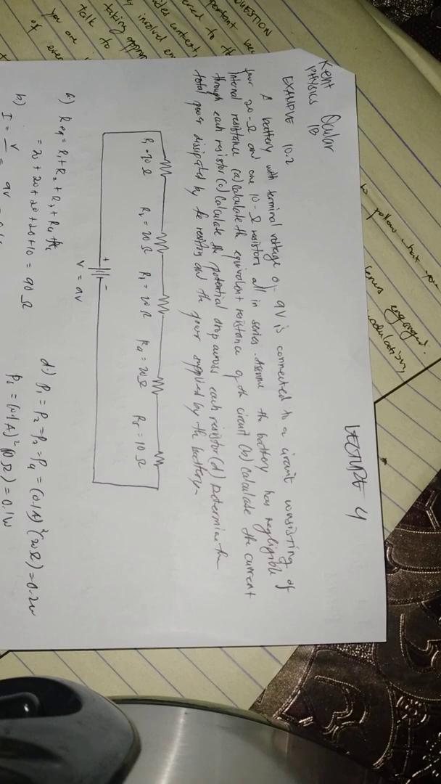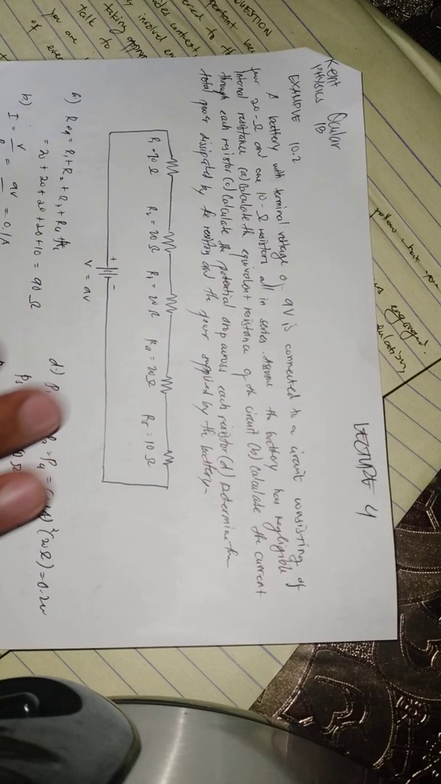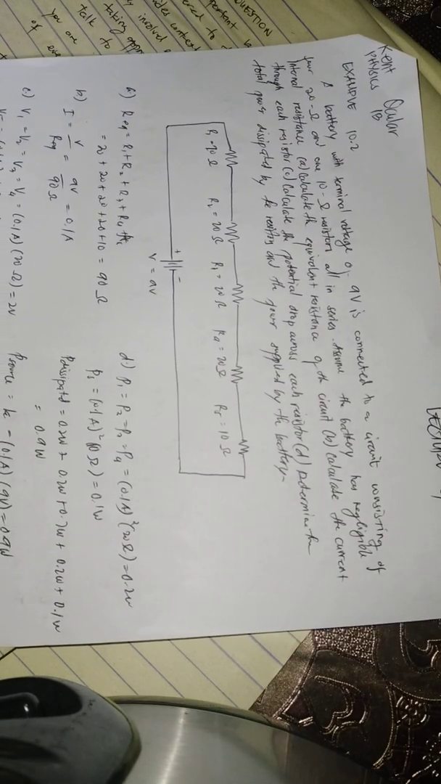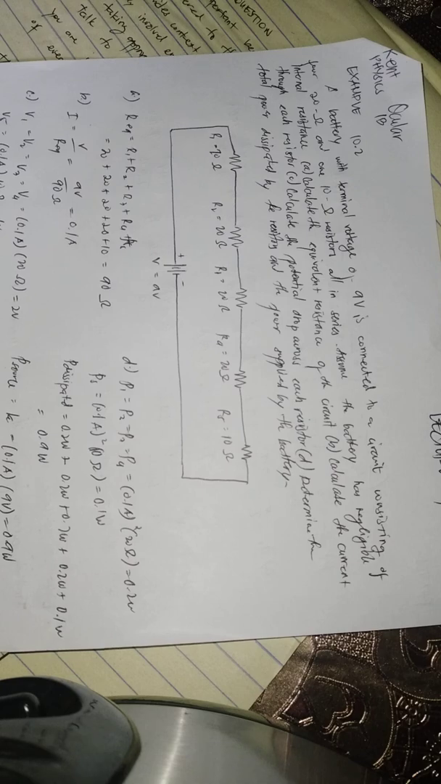A. Calculate the equivalent resistance of the circuit. B. Calculate the current through each resistor. C. Calculate the potential drop across each resistor. D. Determine the total power dissipated by the resistors and the power supplied by the battery. So this is the figure. The equivalent resistance is the algebraic sum of the resistances.